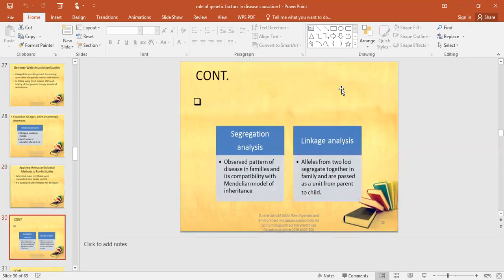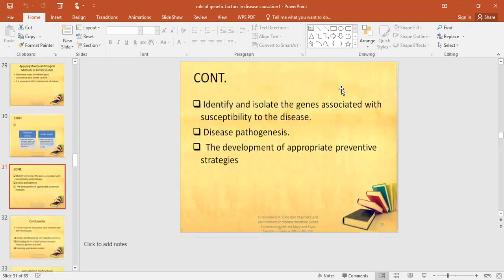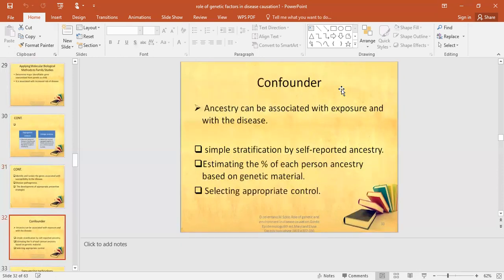Segregation analysis observes the pattern of disease in families and its compatibility with a Mendelian mode of inheritance. In linkage analysis, alleles from two loci segregate together in a family and are passed as a unique unit from parent to child. The aim is to identify and isolate the genes associated with susceptibility to the disease, to understand pathogenesis, and to develop appropriate preventive strategies.